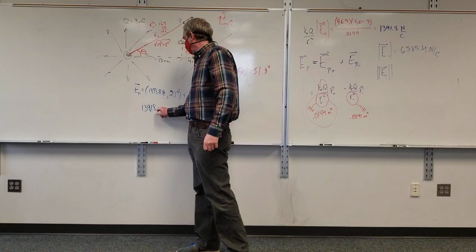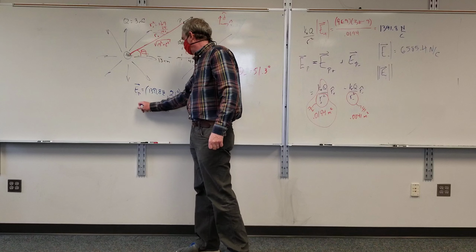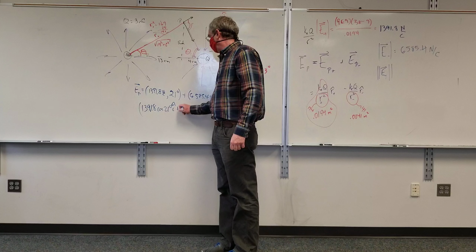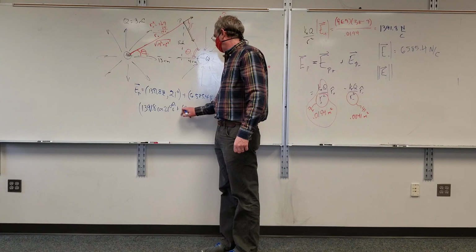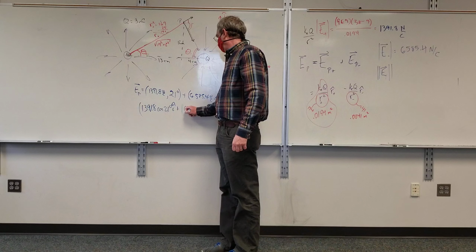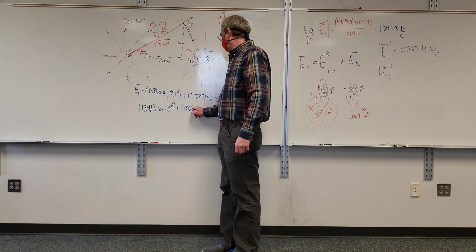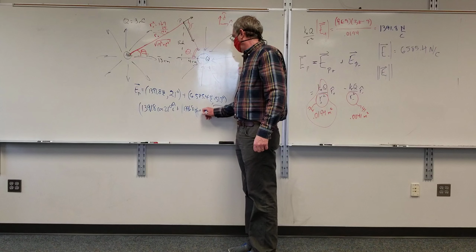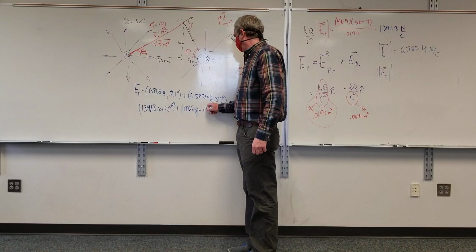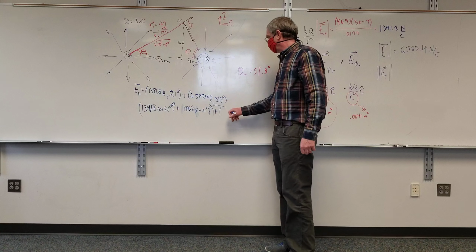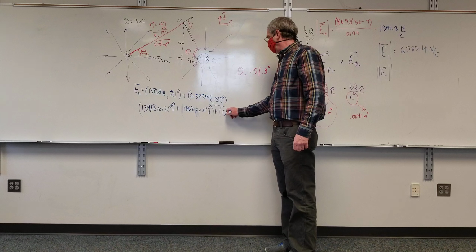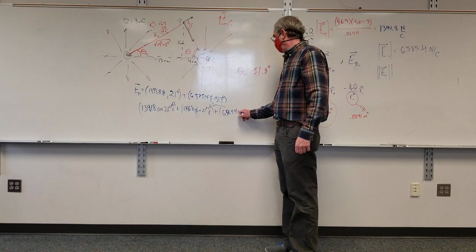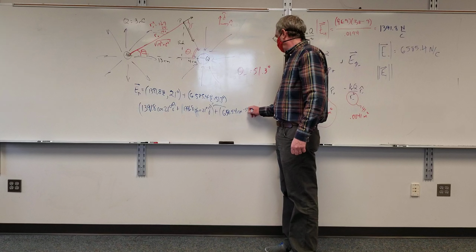1391.8 cosine of 21 degrees, i hat, plus 1391.8 cosine of 21 degrees, j hat, plus 6585.4 cosine negative 51.3 degrees.